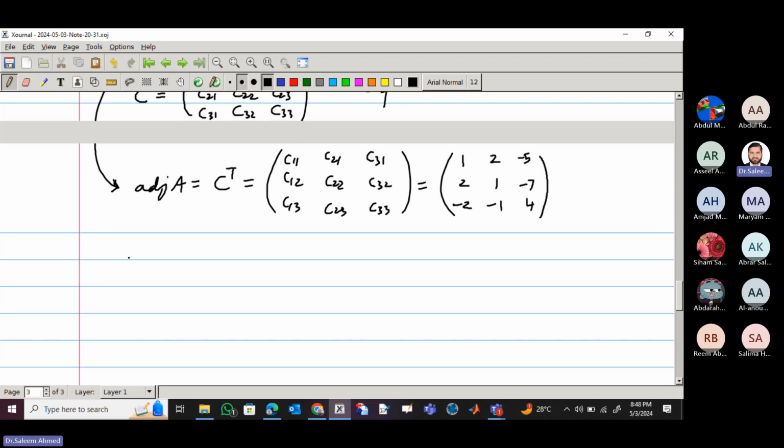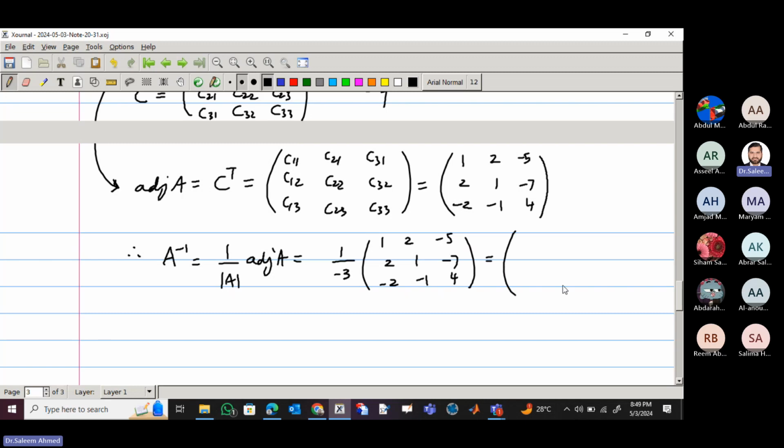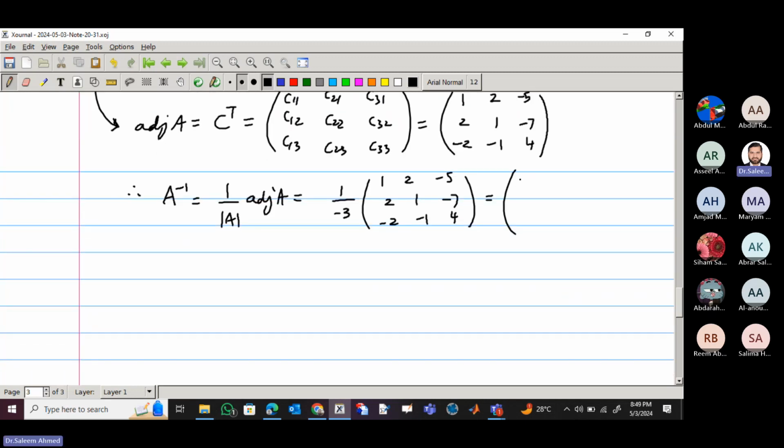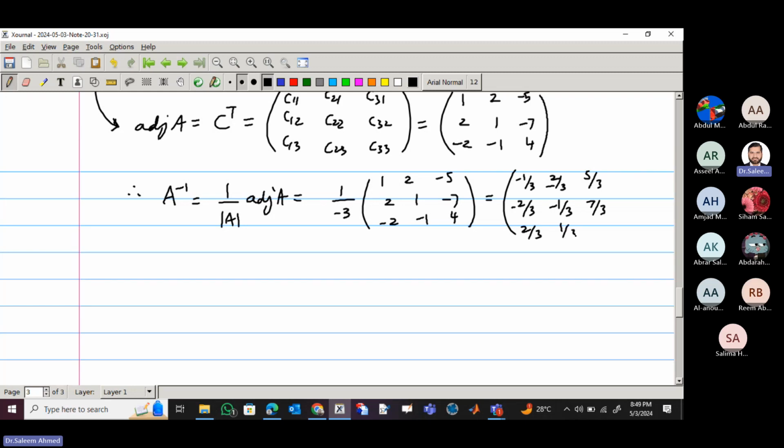Not this, this is adjoint. Therefore, A inverse is 1 over determinant of A into adjoint of A. You have to divide by the determinant. Determinant was minus 3, right? 1 2 minus 5, 2 1 minus 7, minus 2 minus 1 4. And now you can divide all the numbers by 3. So it will become minus 1 by 3, minus 2 by 3, 5 by 3, minus 2 by 3, minus 1 by 3, 7 by 3, 2 by 3, 1 by 3, and minus 4 by 3. So this is the inverse of the matrix.